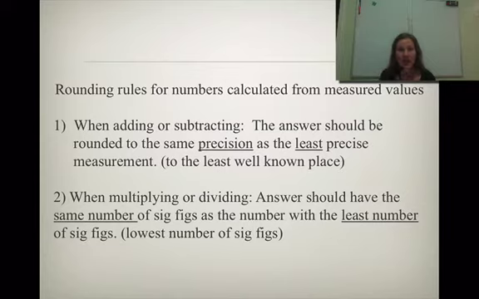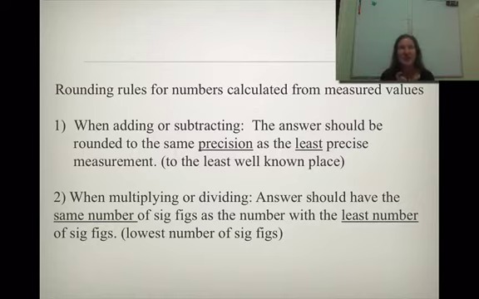Again, the question is, I have done a math problem. I have an answer. How many digits do I write down? The number of digits depends on how well your numbers that you used for the calculation were measured. So if you are adding or subtracting, the answer you report should be rounded to the same precision as your least precise measurement. Super confusing. I'll show you what this means.